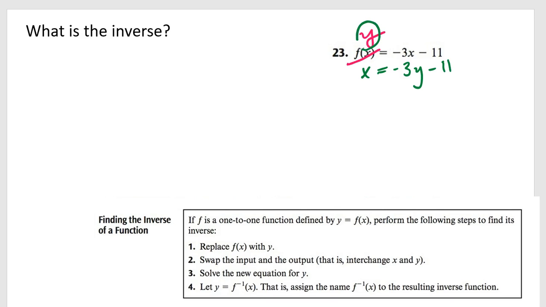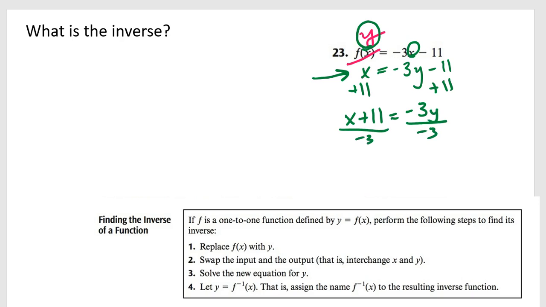You can see that where I had a y, now I have an x. And where I had an x, now I have a y. Now, we're going to solve for y. So I'm going to add 11 to both sides. And I'm going to divide both sides by -3. And I get y is equal to x plus 11, all divided by -3.